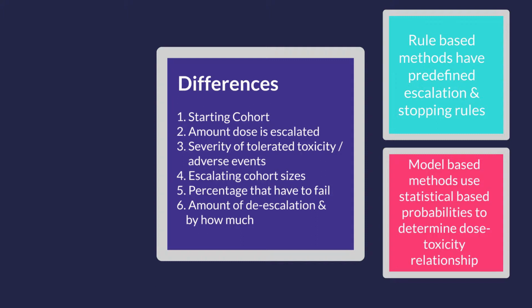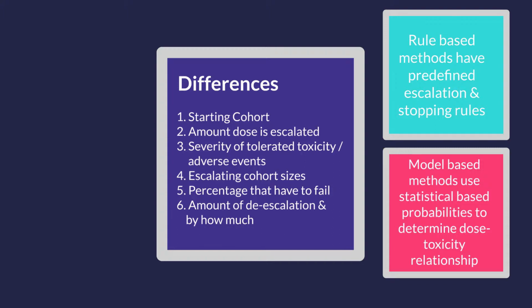The differences between model and rule-based are the severity of tolerated toxicity and the number of adverse events that are allowed. How big is the next cohort size? What percentage that have to fail before you back up to the prior dose? And then the amount of de-escalation and by how much. So if you double the dose and you have a poor outcome across the board, would you back up and try half of what you had escalated to? So if it was 100 milligrams and you jumped to 200 and everyone failed, would you then go back to 150 and try that again? But again, that also depends upon how the medication is formulated. So you have to really keep those things in mind.